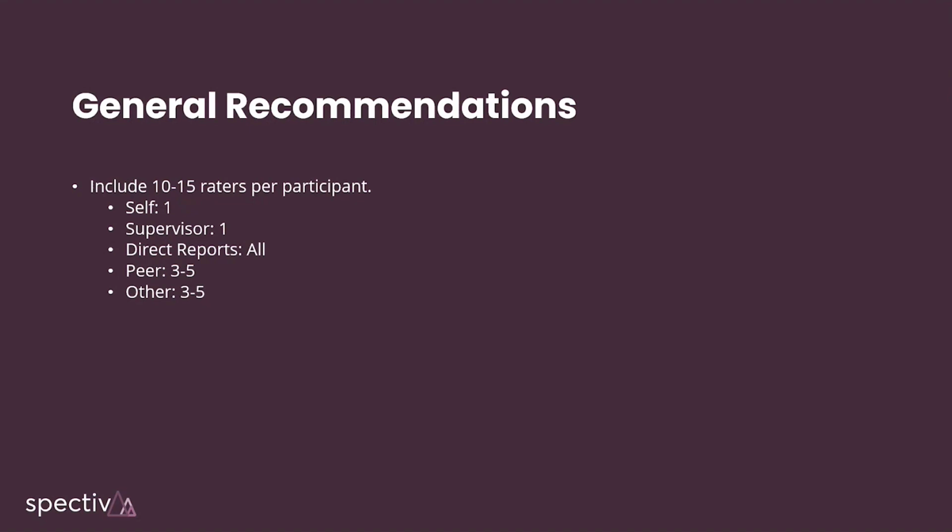Oftentimes, our minimum confidentiality threshold is set at 2. So the reason we recommend having more than 2 is just in case somebody is not able to complete the assessment. We want to make sure that we're still meeting our confidentiality thresholds. So having 3 to 5 gives a broader range, but also ensures that as long as most of the raters take the assessment, that we'll still be able to see their feedback.